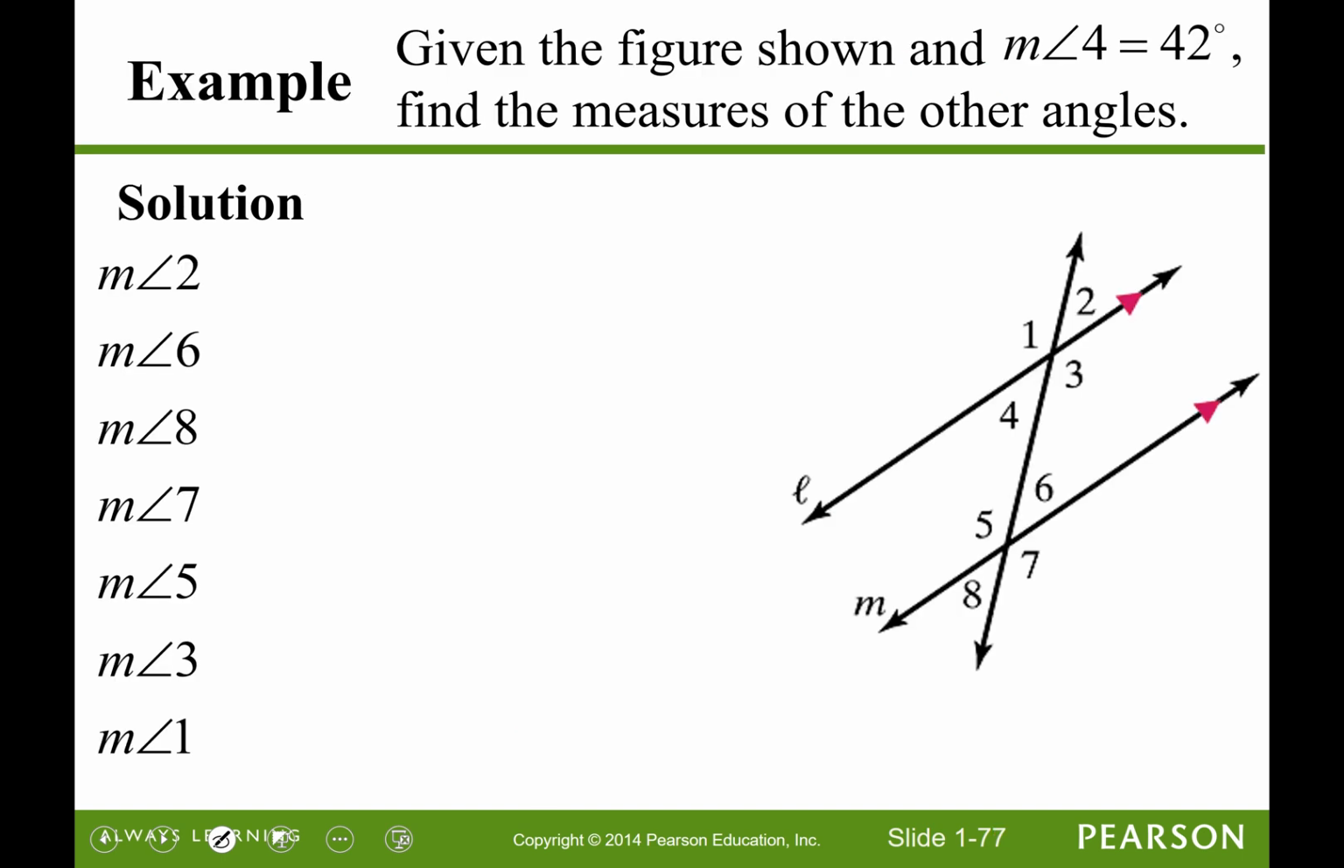All right, given the figure shown and one angle measure, 4 equals 42 degrees, find the measures of the other angles. All right, pause this video now and try that. Welcome back. If you said that the measure of angle 2 is 42 degrees, you got it right. Justification: it's a vertical angle with 4.